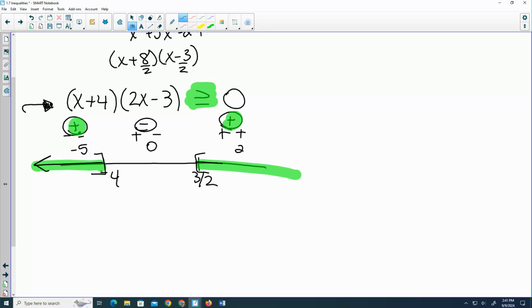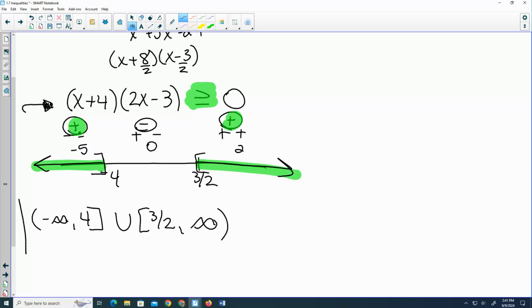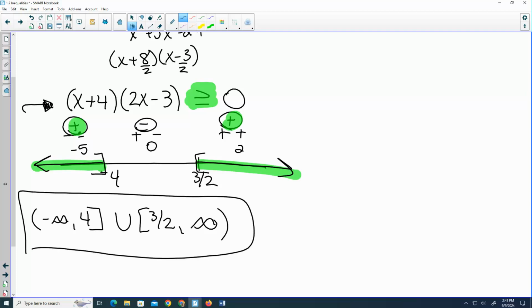So my answer is 2 separate pieces. In interval notation, we do 2 separate intervals. So this piece is coming from negative infinity, stopping when we get to negative 4, with a bracket, or it could be over here. So the symbol for that is like a capital U. It's a union symbol. So it's saying this piece or this piece. This one starts at 3 halves and goes on forever, so it goes to positive infinity. And so that is my answer because there were 2 separate sections that gave me positive.